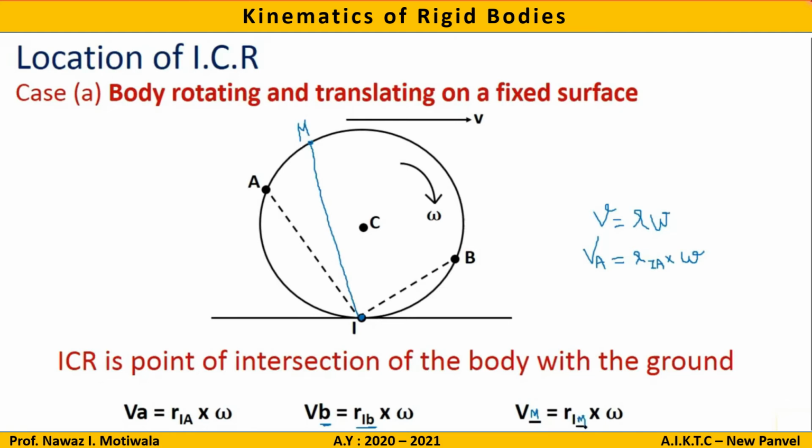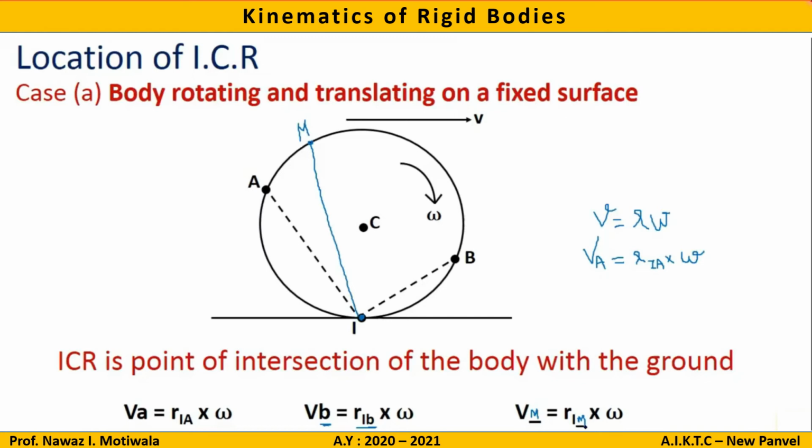This becomes my formula for finding out velocity at any point on this particular body, which is rotating with an angular velocity omega and translating with the velocity v. Hope you have got this concept of how to find out a velocity at any point on the body. Again I repeat, it's just a simple logic.